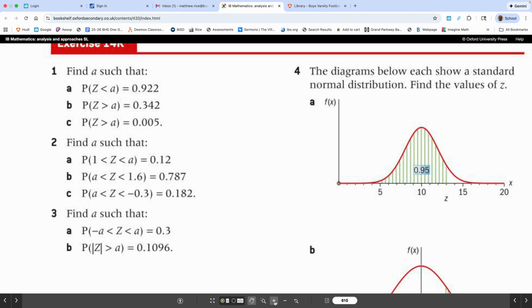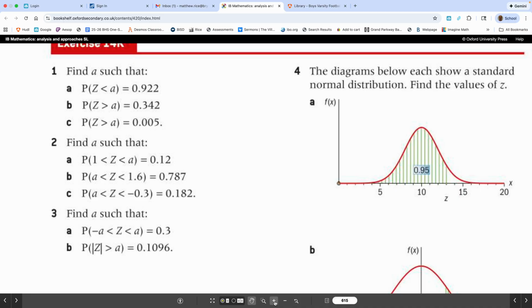So what am I putting into the calculator? What area am I putting into the calculator? The 0.922. So this one's pretty easy to find. Go inverse normal, put it in the calculator, got it, and I'm done. All right? Put it in the calculator. 615. All right? Next one.